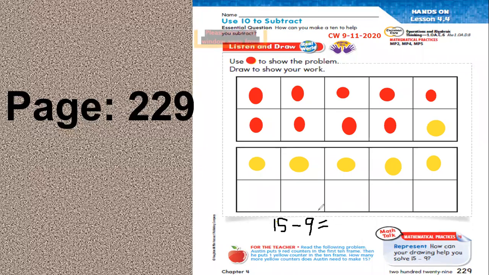Now let's find out how many more did we add to 9 to make it 15. Now only count the yellow counters. So 1, 2, 3, 4, 5, 6. So how many more did you add? We added 6 more counters. So 15 minus 9 equals 6. So this will be our answer.